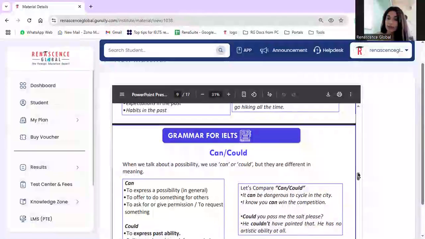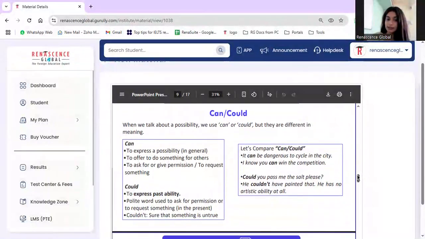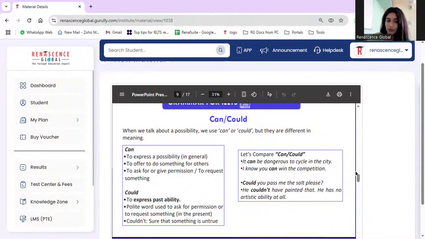But when it comes to can and could, it could be a little bit tricky for people, that when do we use can, when do we use could, because we use all the modals in a very interchangeable way. So can is to explain the possibility in general, to offer something for others, to ask or give permission, or request something. Can I use your pen? Yes, you can go now. Can you come tomorrow by 1:30 please?